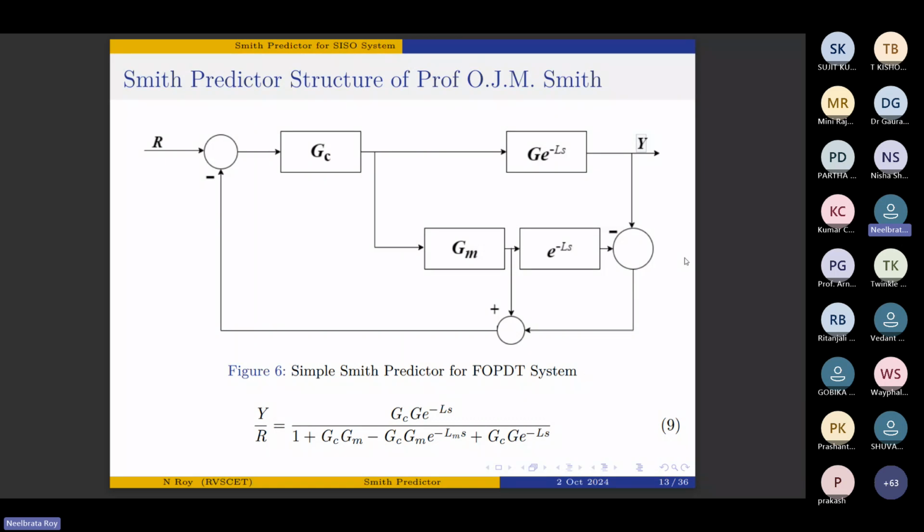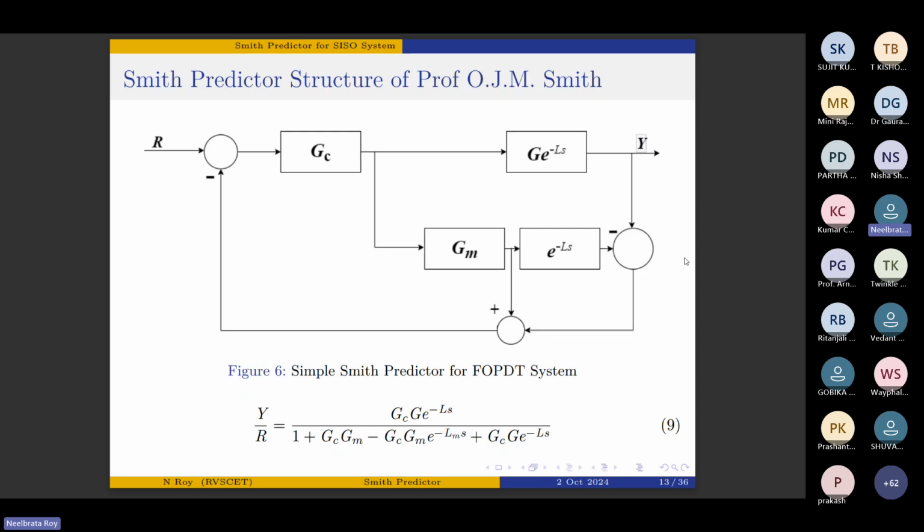Here GC is the controller, GM is the model of the plant, G e to the power minus ls is the model of the delay. So the input output transfer function is given by equation number 9.